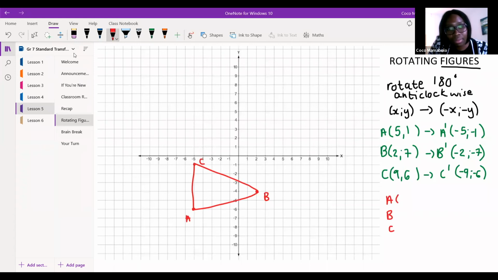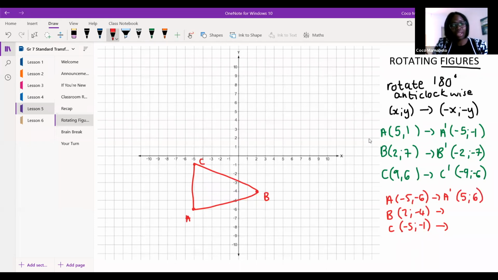A is negative 5 and negative 6. B is 2 and negative 4. And C is negative 5 and negative 1. Okay. Excellent, Ilanda. Well done, Caleb. Sure, you guys are crushing it. Yes, Yonella. Good. A prime is going to be positive 5 and positive 6, because we're switching signs, remember? It goes from a negative and a negative to a positive. Don't forget that. And B prime.